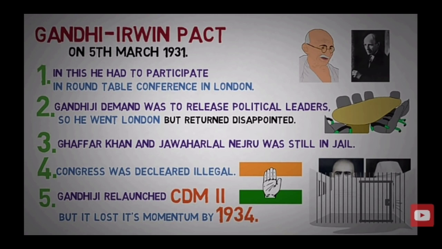The Gandhi-Irwin Pact was signed in 1931. Gandhi's demand was to release political leaders, and so he went to London but returned disappointed. Ghaffar Khan and also Jawaharlal Nehru were still in jail. Congress was declared illegal, and Gandhiji finally relaunched the civil disobedience movement, but it lost its momentum by 1934.